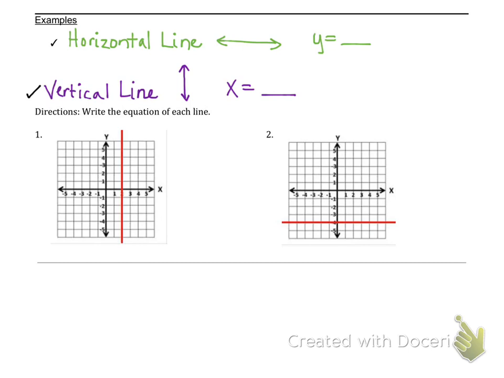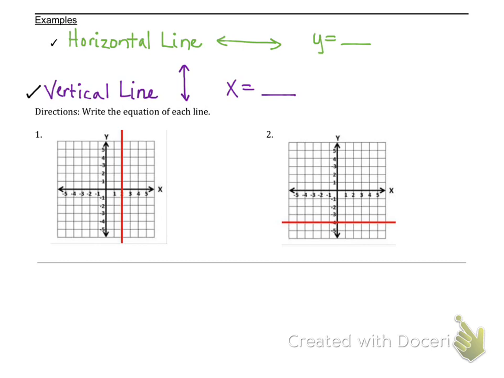Let's look at a few examples. The directions say write the equation of each line. So if I look at number 1, we see the red line is going vertical, and that tells me that my equation is going to be x equals something.